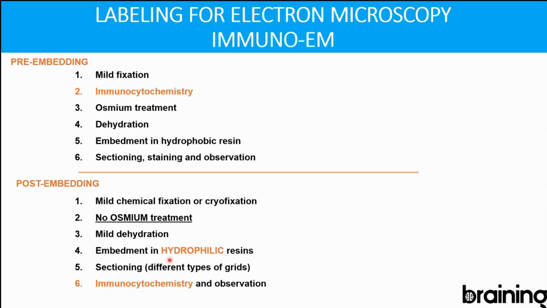So we need the tissue and the resin to be accessible to these water contents. Okay, so we're going to have antibodies in our buffers and so on. After we have embedded in hydrophilic resins, we do the sectioning, the same as I told you before, but we are going to use a different type of grids, mostly nickel grids, because they are not going to react with the rest of the reagents that we are using. And we're going to do the immunocytochemistry on the grids, and then the observation.